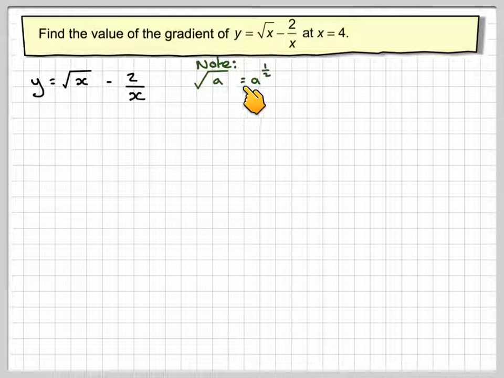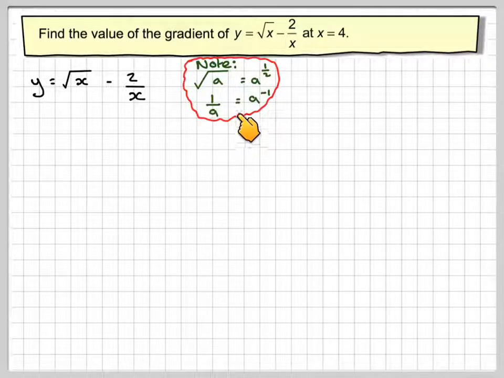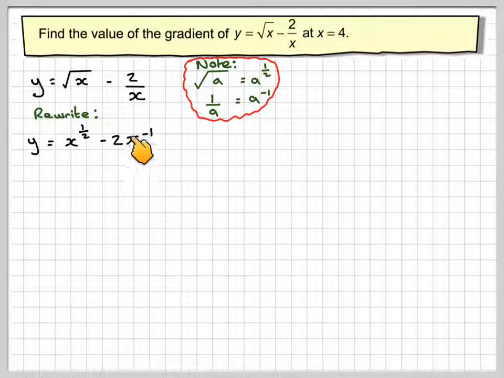The square root of a is a to the half, and 1 over a is equal to a to the minus 1. So rewriting this term by term, the first one will become x to the half, and the second one will become 2x to the minus 1. Now we can do the process of differentiation to find the gradient function.